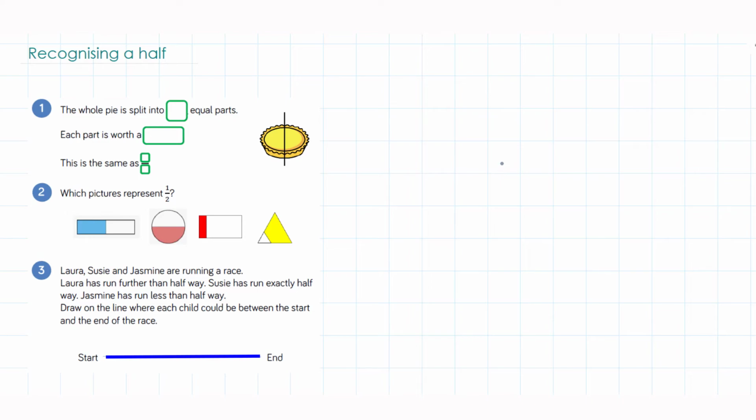Now it's over to you with some questions for you to do yourselves in your own time. Number 1, there's a picture of a pie. Look at it carefully to help you fill in those gaps. Number 2, look at the 4 pictures which represent 1/2. Number 3, we've got a problem about Laura, Susie and Jasmine who are running a race. Read the clues carefully to help you work it out.